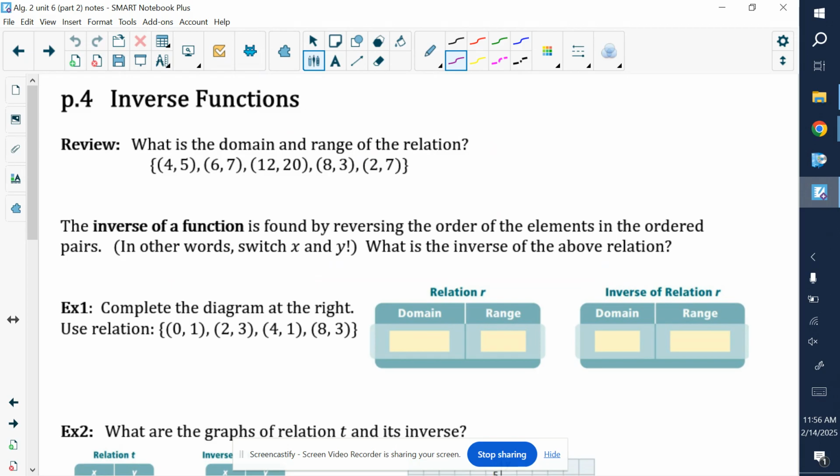Okay, today we are going to take a look at inverse functions. Let's start with a review. So you are given this relation, and I want to know what is the domain and the range of this relation.